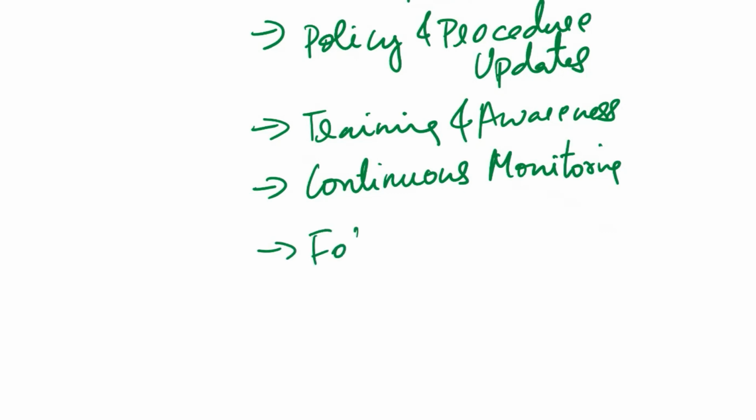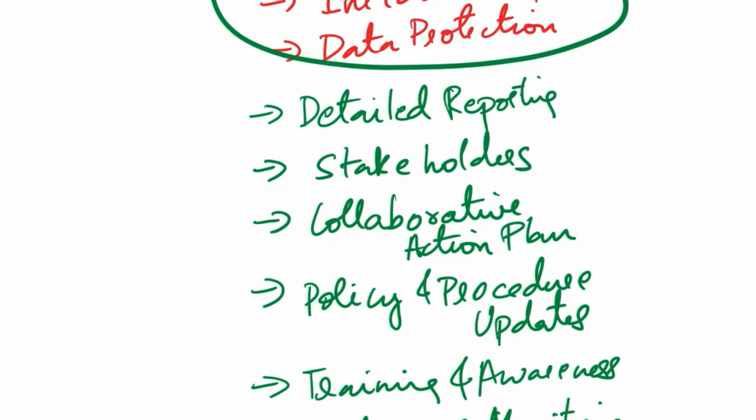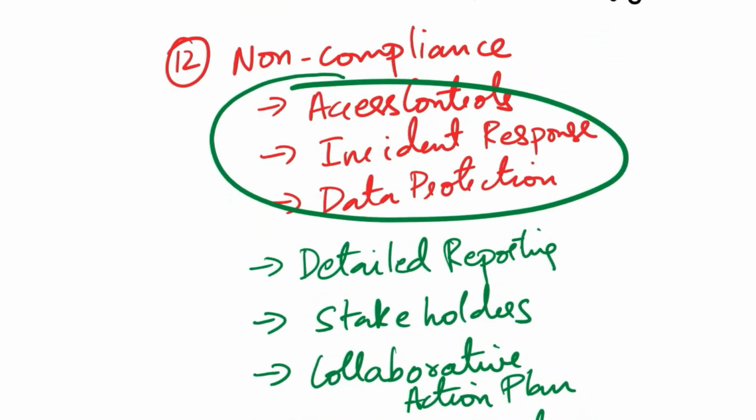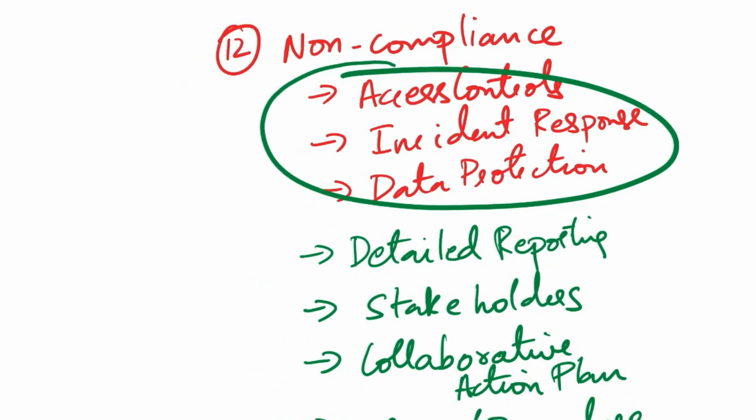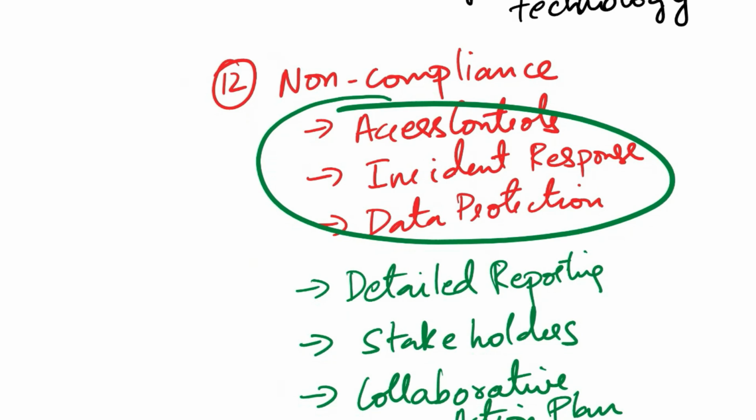Next, follow-up audits. I recommended follow-up audits to verify the effectiveness of the implemented corrective actions and to ensure sustained compliance over time. So, by taking these steps, we not only addressed the immediate non-compliance issues but also established a proactive framework for continuous improvement. The collaborative approach fostered a culture of accountability and awareness within the organization, contributing to a more robust and compliant cybersecurity posture.